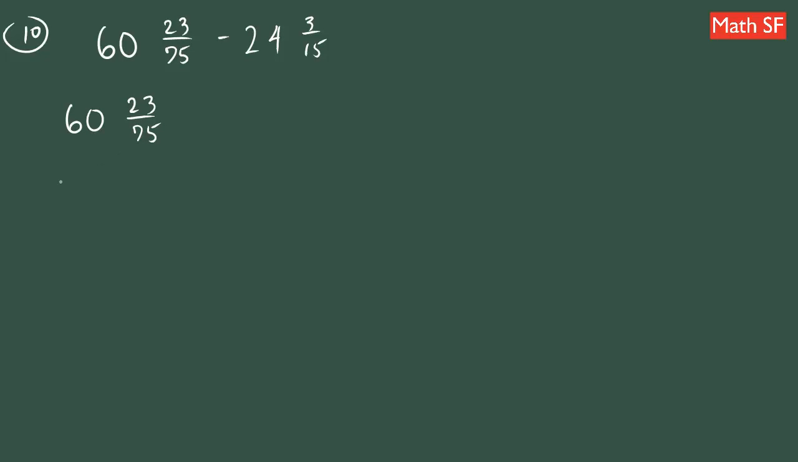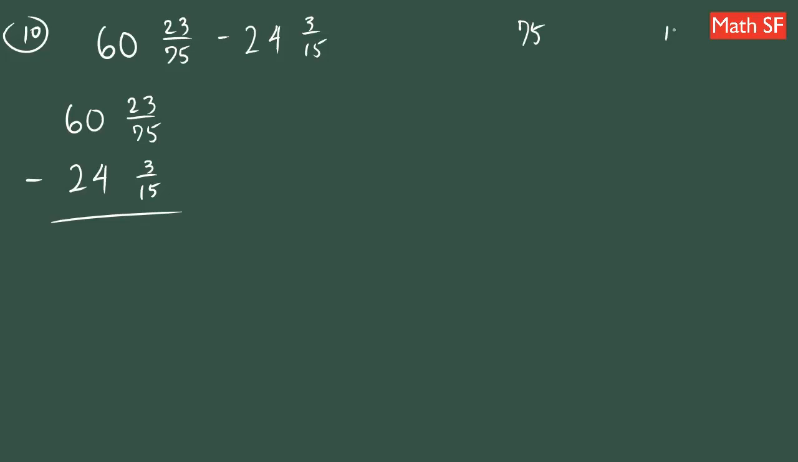Problem number 10. So we're going to have 60 and 23 over 75 minus 24 and 3 over 15. Let's make sure we align them vertically. So we're going to have 60 and 23 over 75 minus 24 and 3 over 15. Make sure they have the same denominator. So let's find the LCM or LCD.